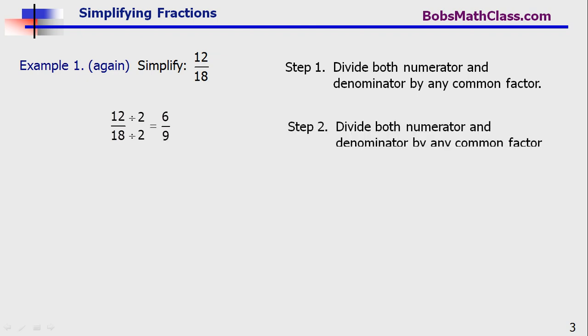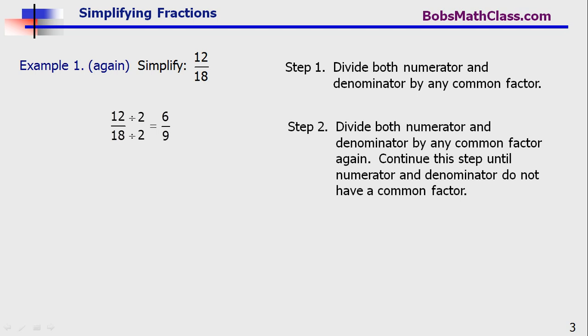Now we've got to keep going. We're going to divide both numerator and denominator by any common factor again. Continue this step until the numerator and denominator do not have a common factor. So is there another number that goes into 6 and 9? Yes, that's right, 3. So divide both of them by 3, and we still get the same result. It took 2 steps, not a big deal.